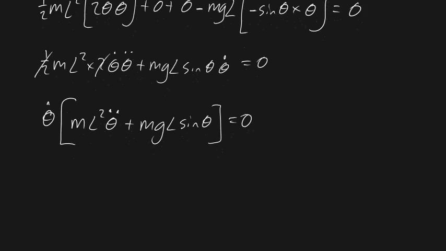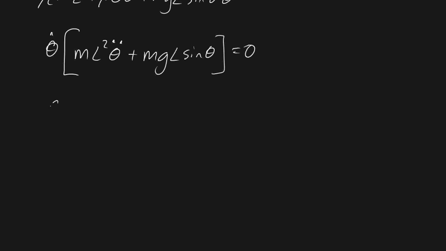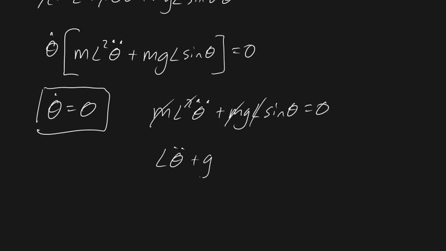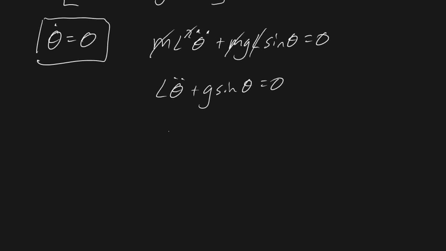leaving us with two solutions. We can say that theta dot is equal to 0. Not a very interesting solution at all, but a solution nonetheless. Another solution we could have is ml squared theta double dot plus mgL sine theta is equal to 0, right? And considering our mass is non-zero and our length L is non-zero, we can divide by both of them, and that's leaving us with L theta double dot plus g sine theta is equal to 0, meaning that finally we're left with our solution that theta double dot is equal to minus g on L sine theta.